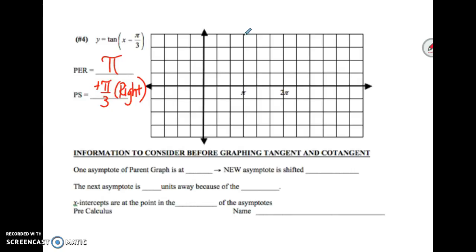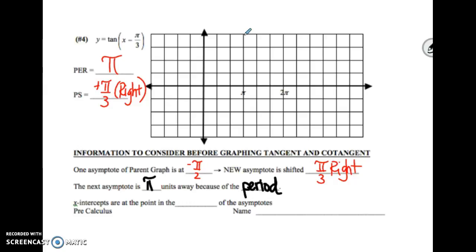So what we want to think about here, and I'm going to fill in the information on the bottom as I graph on the top. One asymptote of our parent graph is at negative pi over 2. But if we're shifting everything pi over 3 to the right, then our next asymptote is going to be pi units away because of our period. So I'm going to label my x-axis, pi units away because of the period. Every period takes place within pi.